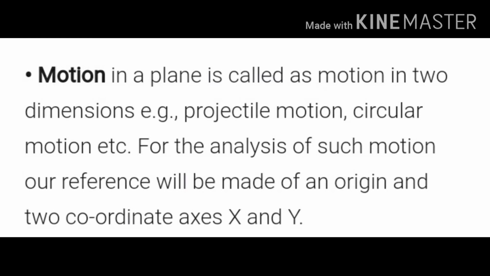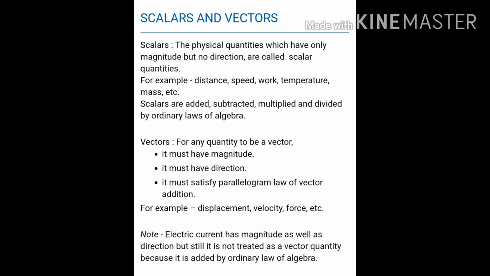Now in this there are 2 topics, which are scalars and vectors. First we start with scalars, then go to vectors. Scalars: the physical quantities which have only magnitude but no direction are called scalar quantities. For example, distance, speed, work, temperature, mass, etc. Scalars are added, subtracted, multiplied and divided by ordinary laws of algebra. So this is how I defined scalars.